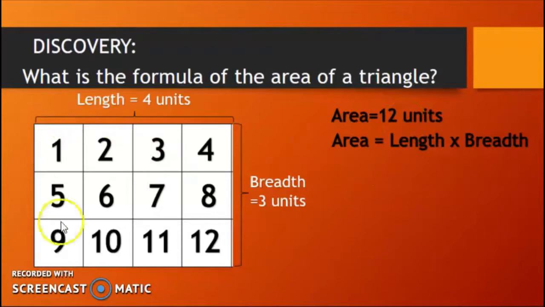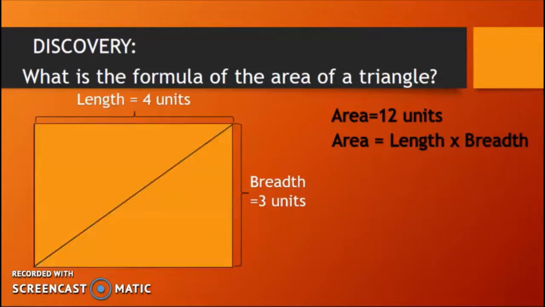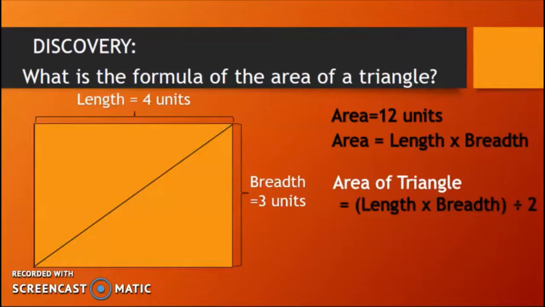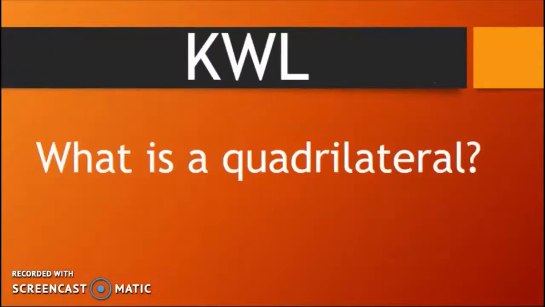As you can see, if we divide this rectangle diagonally, we can create 2 triangles. So 1, 2, 2 triangles. It means that in order to find the area of a triangle, we just divide the area of the rectangle by 2. So the area is length times breadth, divided by 2. That's the area of a triangle. So length times breadth is 4 times 3, divided by 2. 4 times 3 is 12, and 12 divided by 2 is equal to 6. So 6 square units is the area of the triangle.